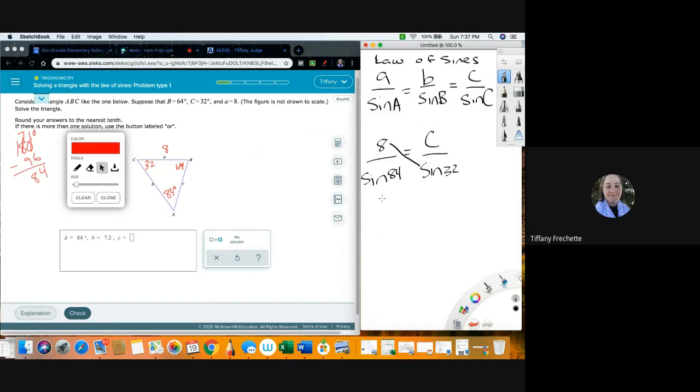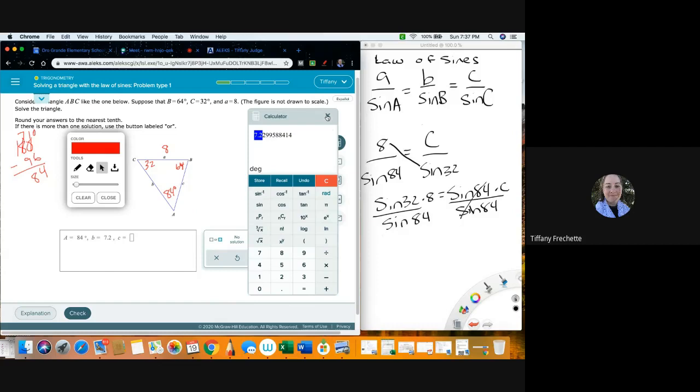So now I can cross. Sine of 32 times 8 equals sine of 84 times C. Before I pull out the calculator, let's get C by itself. So it's pretty repetitive on this one. So now I can go grab the calculator. And I have, make sure I leave the parentheses, times 8, highlight the whole thing, divided by sine of 84 equals.